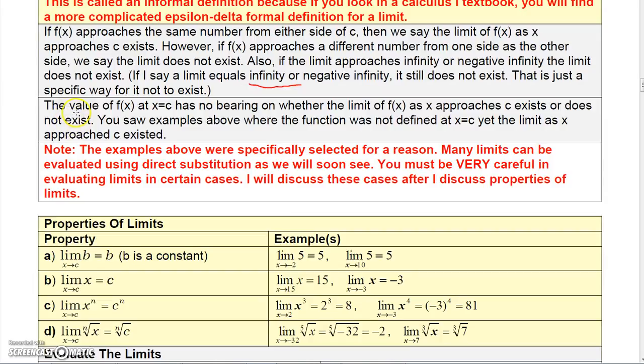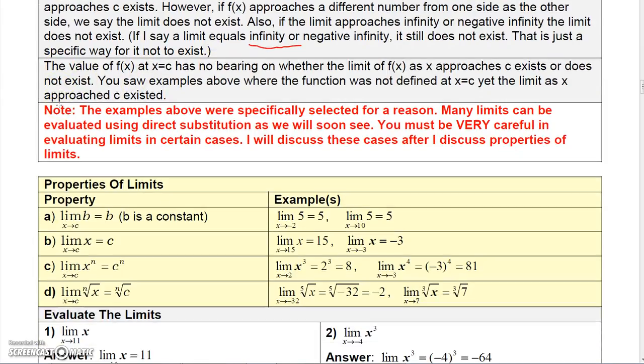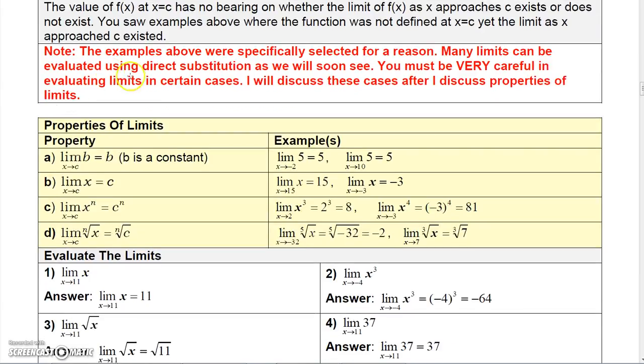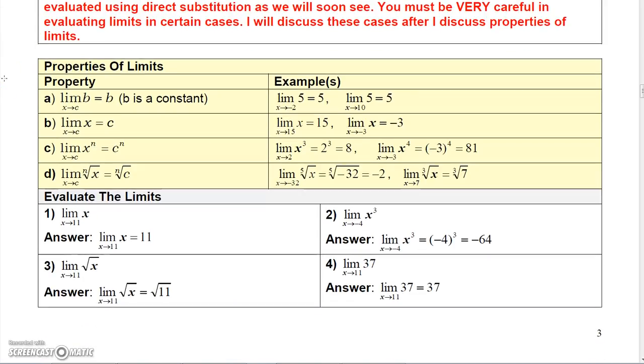Another thing to remember is that the value of the function at x equals c has no bearing on whether the limit of the function as x approaches c exists or does not exist. And you saw some examples of that earlier. Now, the examples above were selected for a reason. Many limits can be evaluated using direct substitution, as you'll see. But you must be very careful when you evaluate limits in certain cases. And I'll discuss these cases after we talk about some properties.